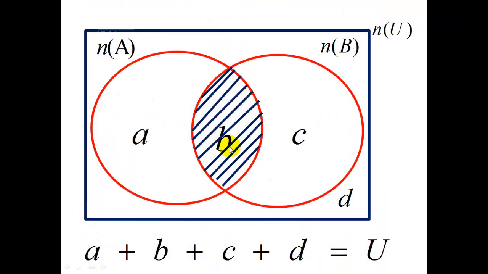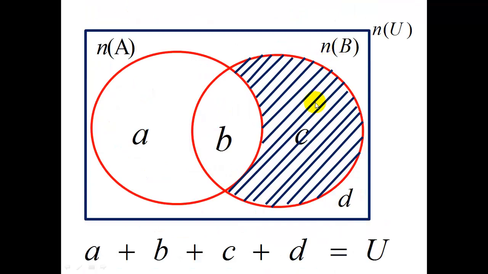Now, considering the shaded region, that is region B, it represents the number of students who read both Agric and biology. And with the shaded region C, this represents the number of students who read only biology.